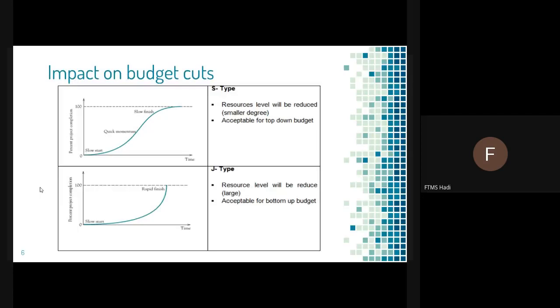All right, impact of budget cost. Earlier during the last semester, we talked about S project and J project, that is S type and J type.